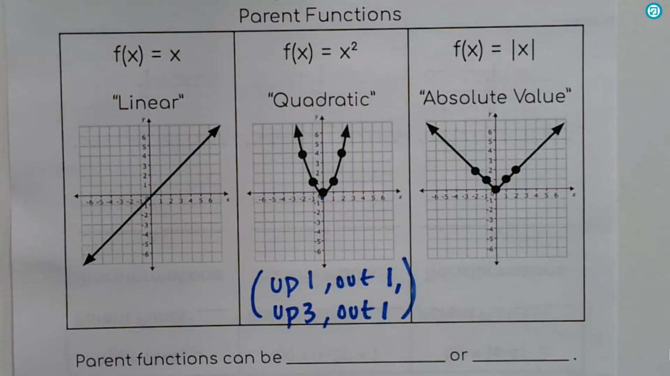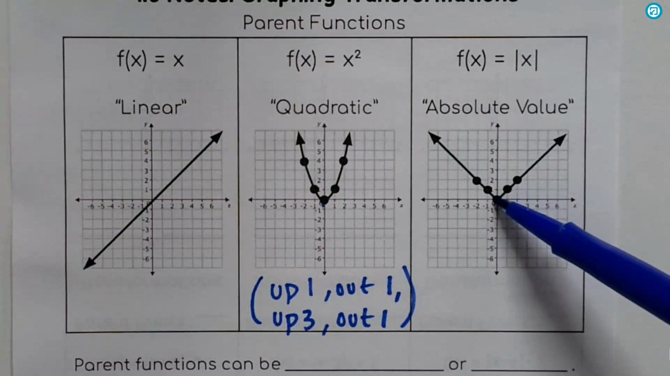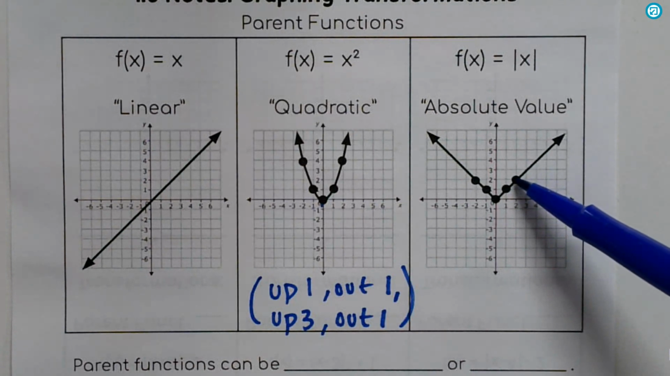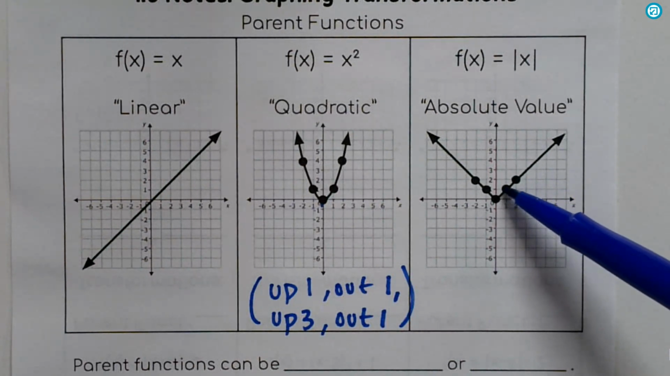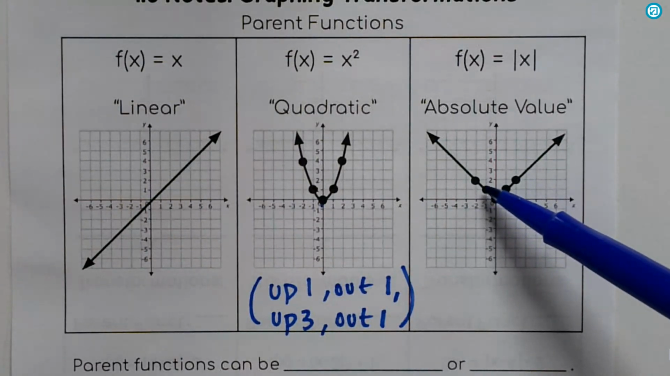Okay, and then the last parent function that we are looking at is the absolute value parent function, which I had told you guys last week is V-shaped. Absolute value is the distance from 0. How far away is 0 from 0? 0. How far away is 1 from 0? 1. And how far away is 2 from 0? 2. So that's why I've got points at 0, 0, 1, 1, and 2, 2. Then how far is negative 1 from 0? 1.